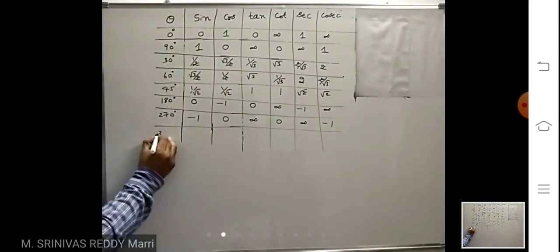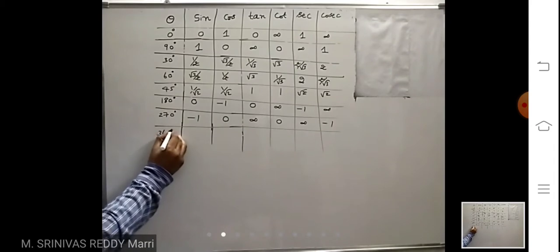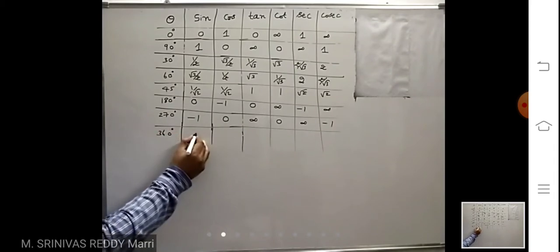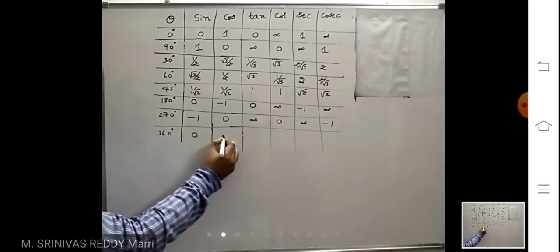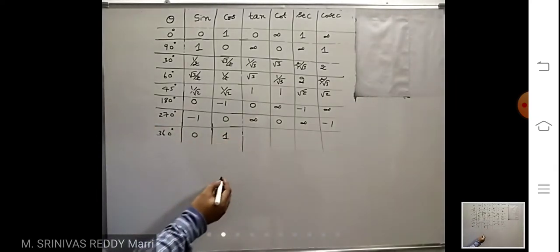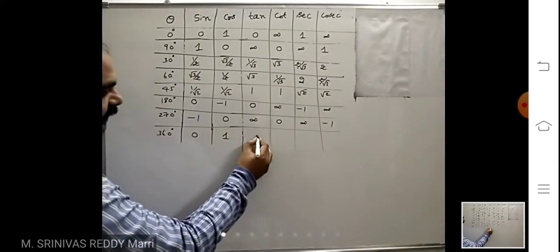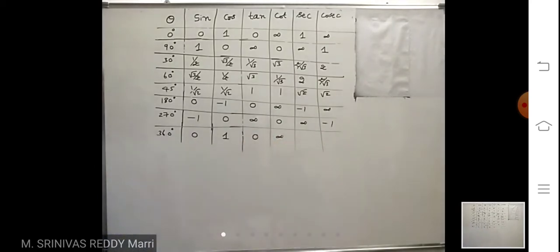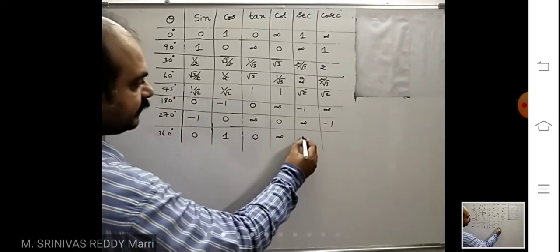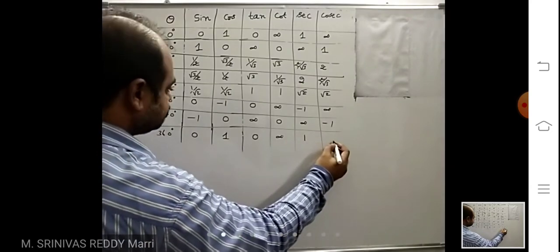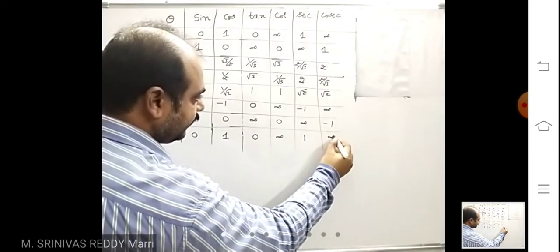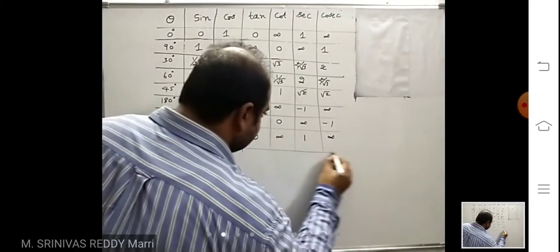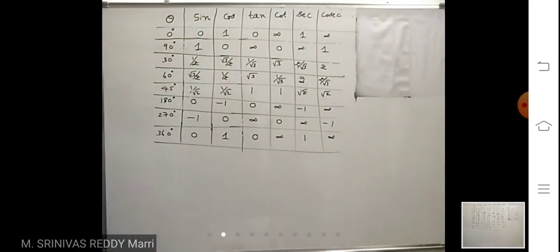So next is 360 degree. Sine 360 degree is 0. Cos 360 degree is 1. Tan is sine by cos, 0. Cot is cos by sine, infinity. Secant is 1 by cos, 1. And 1 by sine is undefined. So these are the standard values.